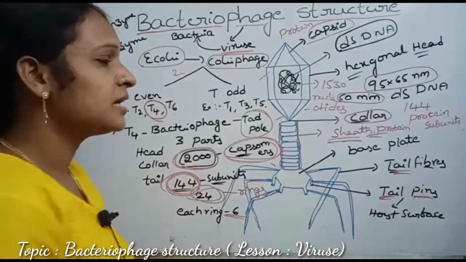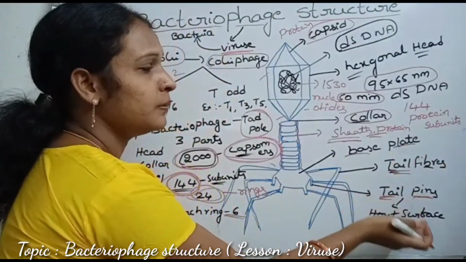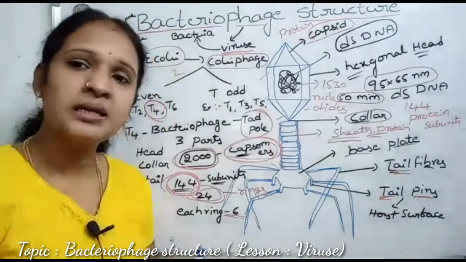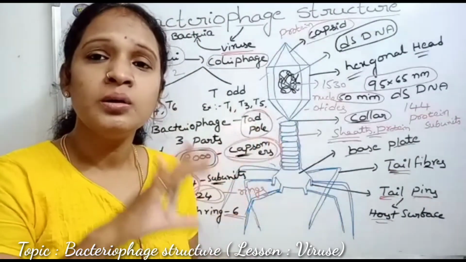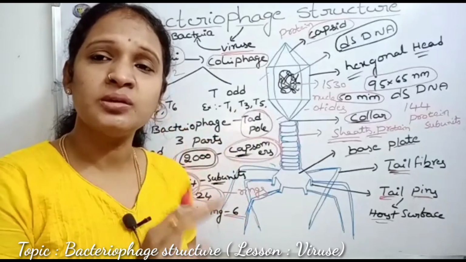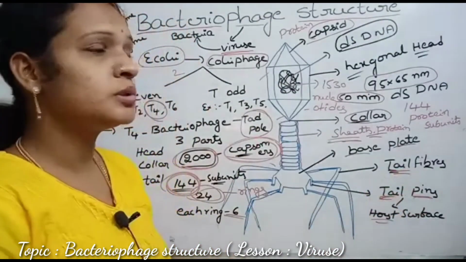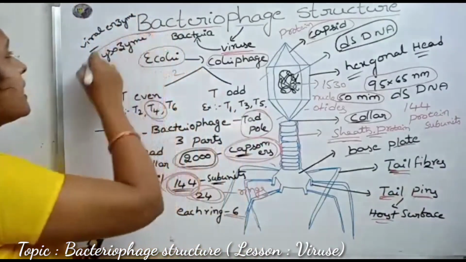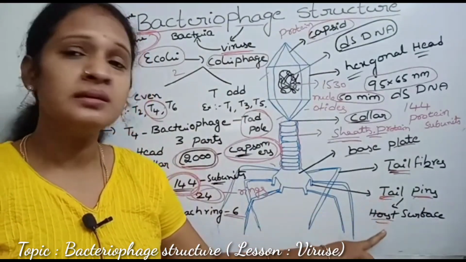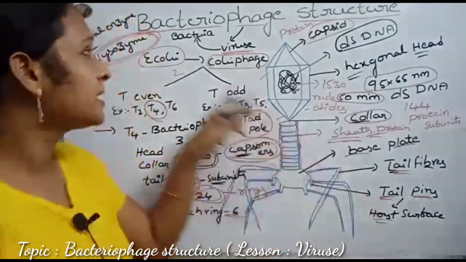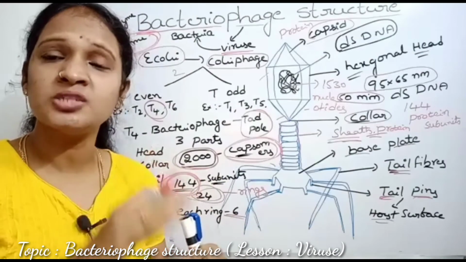Next, the third part is the tail part. The tail contains a base plate, tail fibers, and tail pins: 6 tail fibers and 6 tail pins. The tail pins have two specific functions. One is attachment to the host cell surface during bacteriophage multiplication. The other is secretion of a viral enzyme, lysozyme, which lyses the bacterial cell wall during attachment to the host cell.